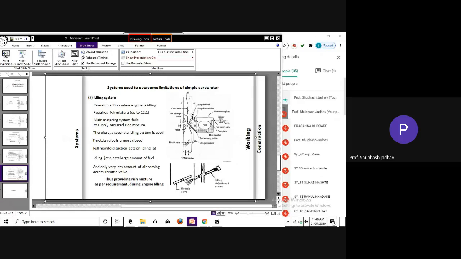So the fuel is coming through the jet and air is coming across the throttle valve. So a very small amount of air comes across the throttle valve and a huge amount of fuel flows through the jet, and it prepares the mixture, obviously rich, and thus we are able to supply a rich mixture.